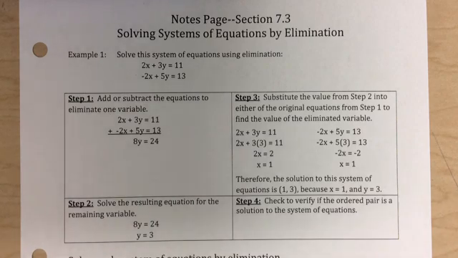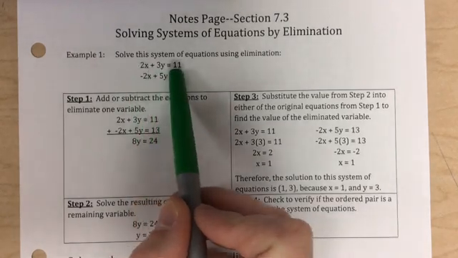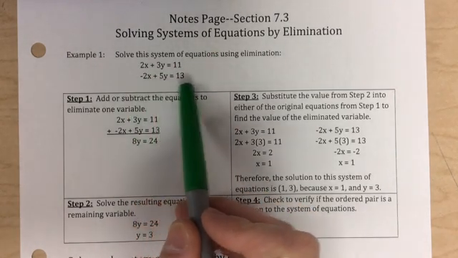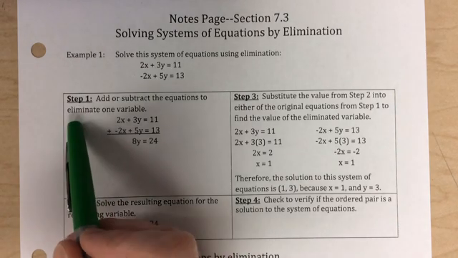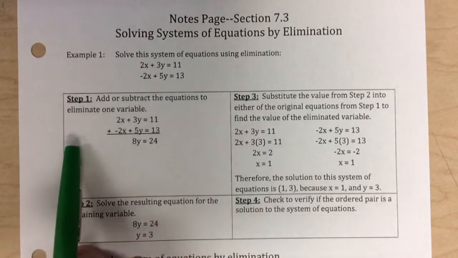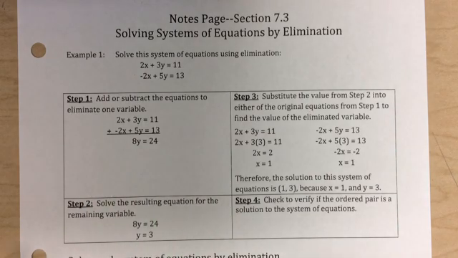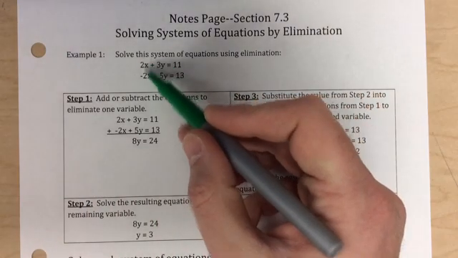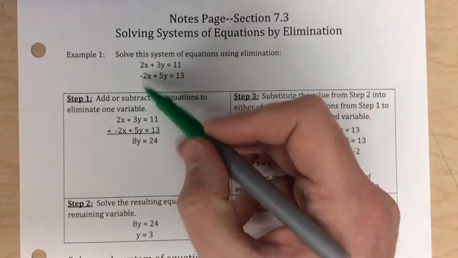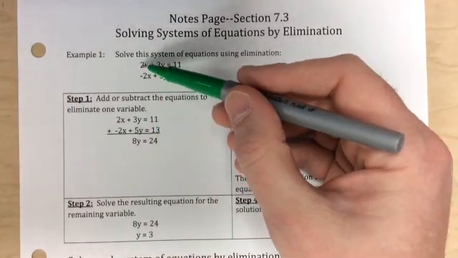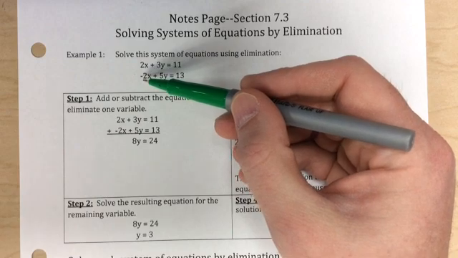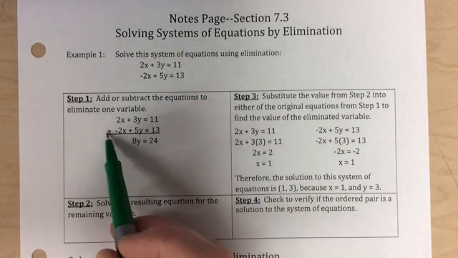So let's look at our example. Our example is 2x plus 3y equals 11 and negative 2x plus 5y equals 13. In the elimination process, step 1 is to add or subtract the equations to eliminate one variable. Now, if we look at the two equations, what can I do to these two equations to eliminate one? Well, I know that if I add 2x and negative 2x, I get 0. So that's why I chose to add these two equations.